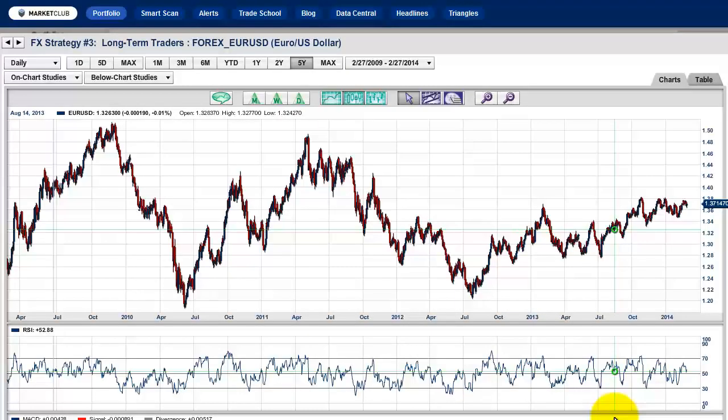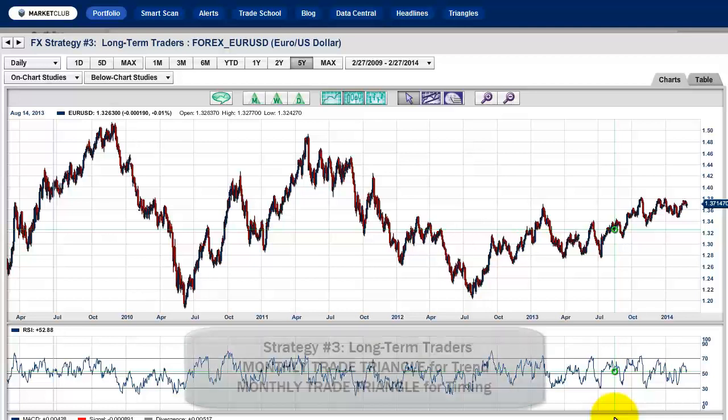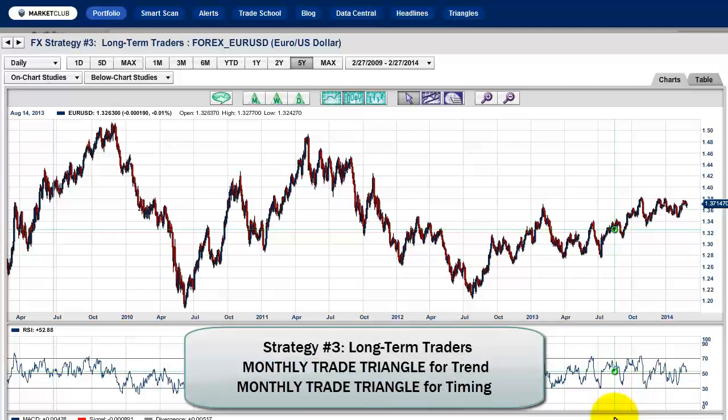In today's strategy lesson, we're going to be looking at trading foreign exchange long term. What we're looking at on the screen right now is a 5-year chart of the euro versus the US dollar. And as you can see, during some of the early years, certainly through 2009 through 2011, we had some big moves which offered great opportunities, both in the intermediate, short term, and long term.